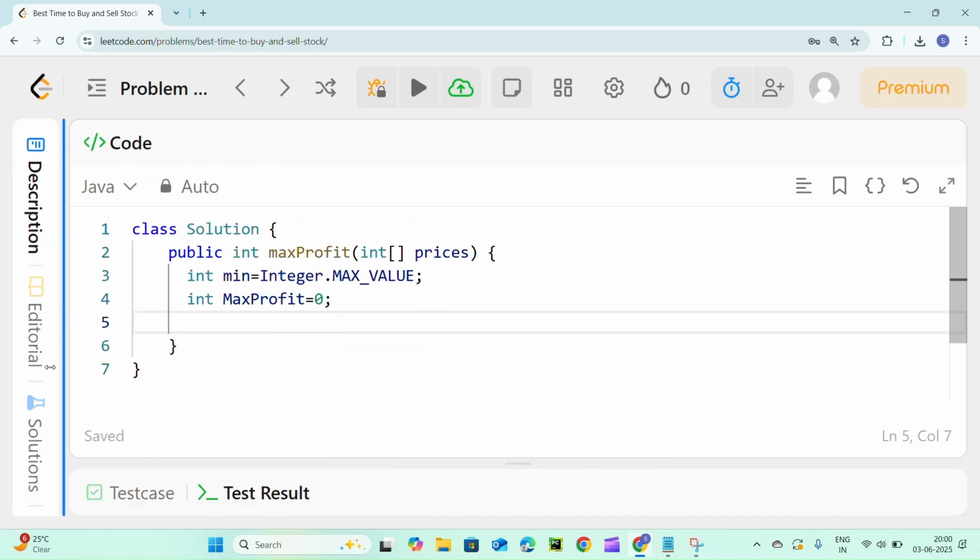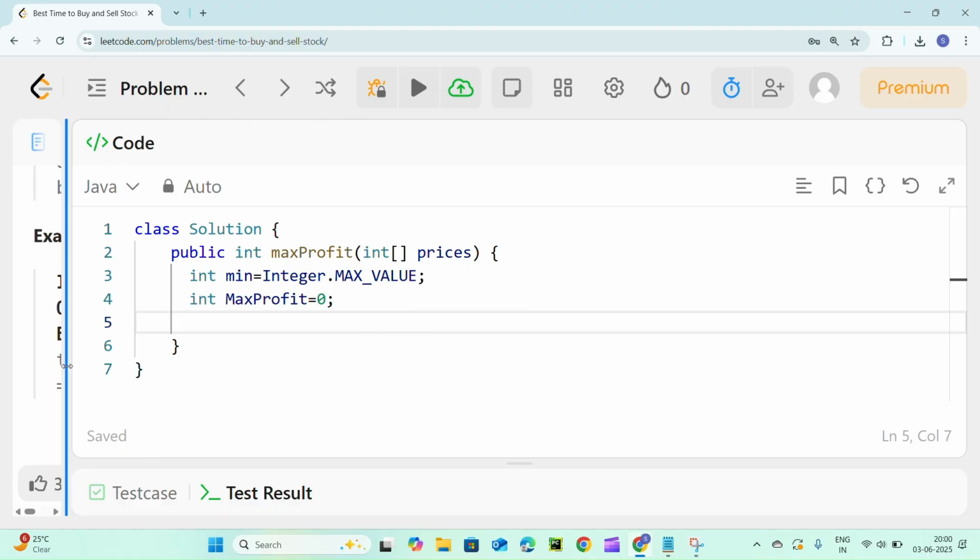So some cases will be like that, so we should take it from 0 onwards. Like firstly we are buying something, so we don't get any profit, so that is the reason we are taking max profit as 0. Then why min not taking as 0 is, let me write some more code so that I can explain easily.